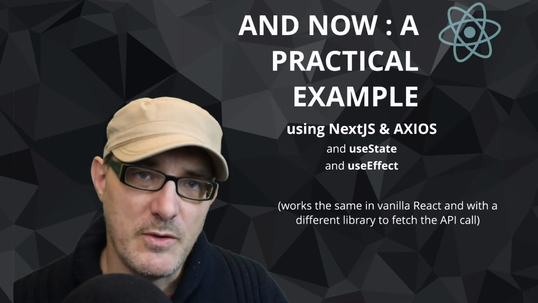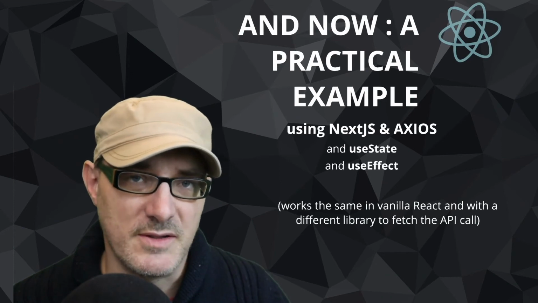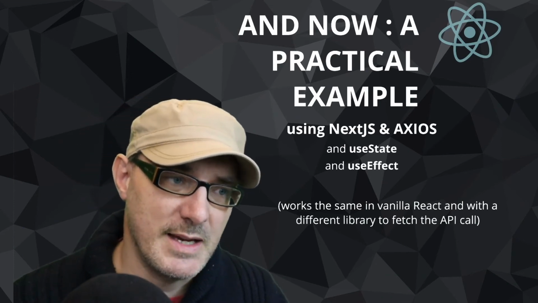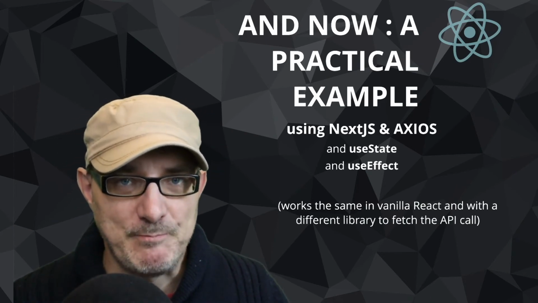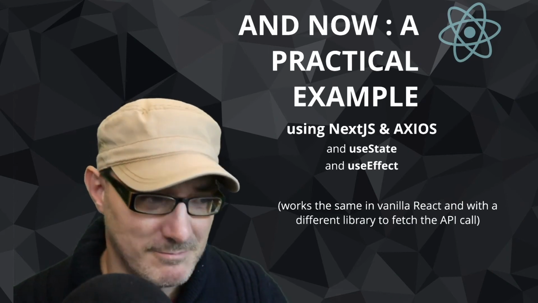And now we're going to have a look at the practical example using Next.js and Axios. It actually works the same way in vanilla React, and we're going to be using useState and useEffect, and use that to call an API and to see how that works. Let's get going.